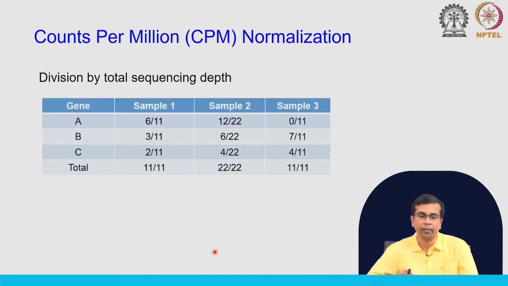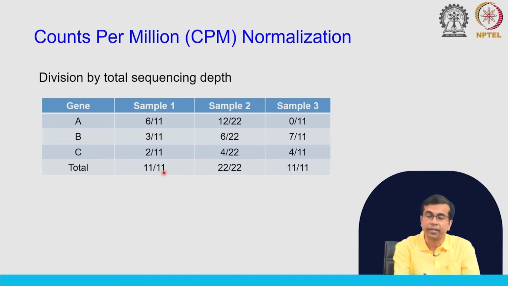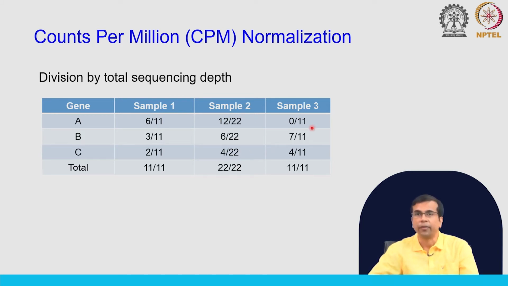So, for sample 1 the total is 11, so we divide this column by 11. For sample 2 the total is 22, so we divide by 22. For sample 3 it is 11 again, and we divide by 11. This is just an example with a very small number of genes, and we do the same thing for real data sets where you have thousands of genes.